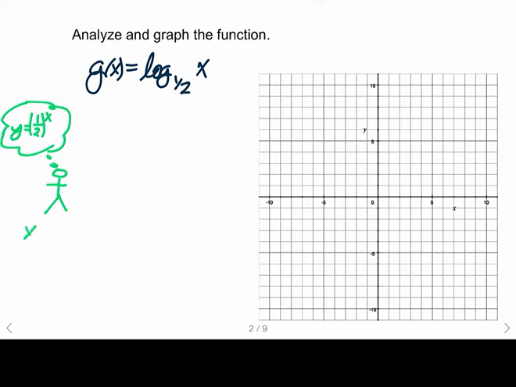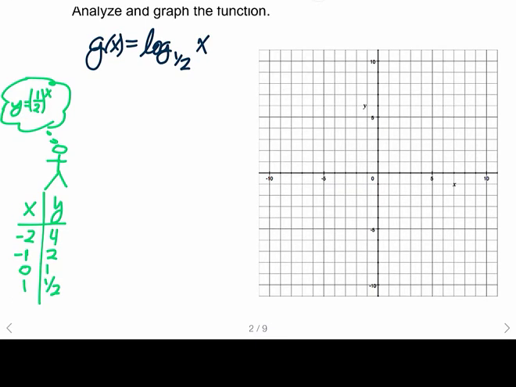I think of how x and y values would go for that first. So if x is -2 as an exponent on 1/2, that's going to give us a 4. If x is -1, we get a 2. If the exponent is 0, we get a 1. If the exponent is 1, we get the base, 1/2. And if the exponent is 2, then we get 1/4. That's for y equals (1/2) to the x.